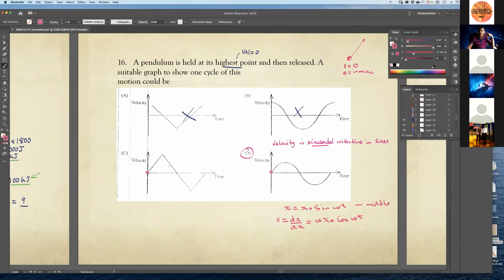If you start at the end, which is this question, x is equal to x zero cos omega t, because at t equal to zero, x is maximum. And therefore, v would be equal to minus omega x zero sine omega t. All right, those kinds of transitions we can use to choose our answer.